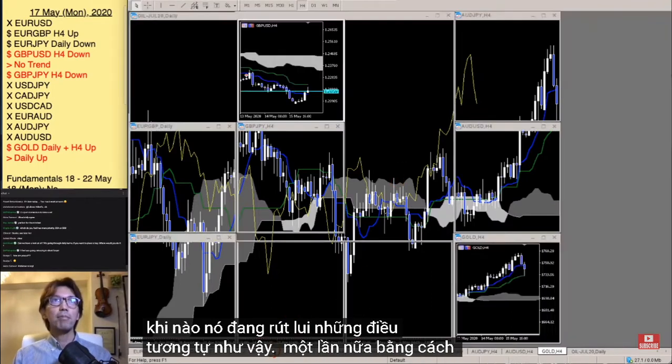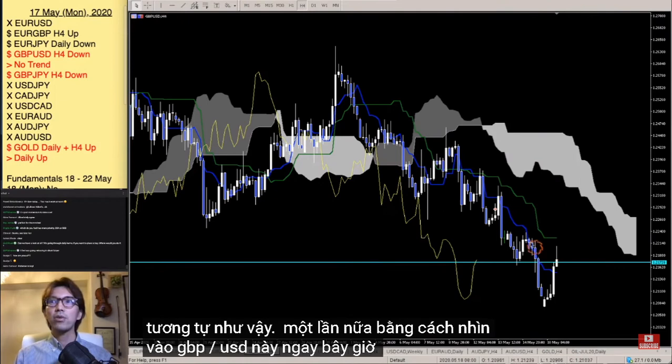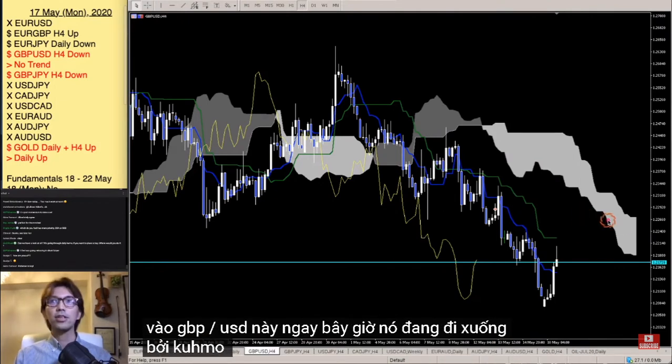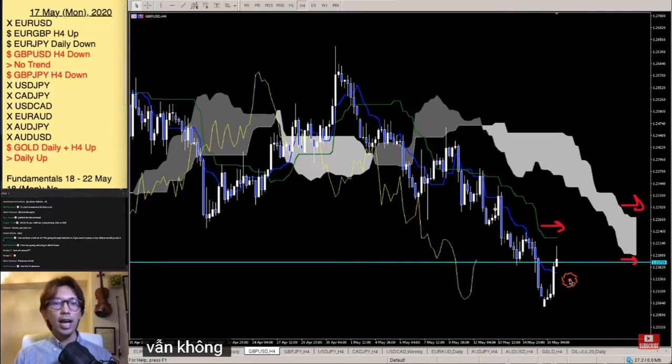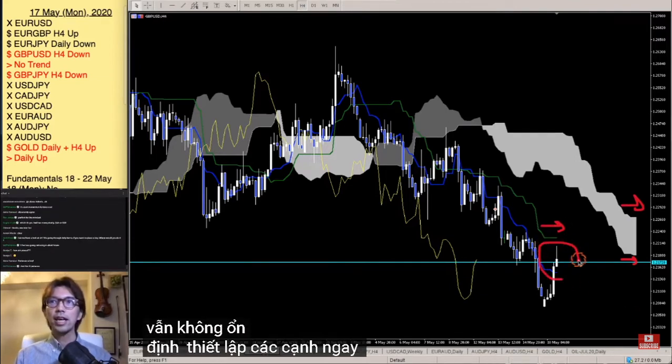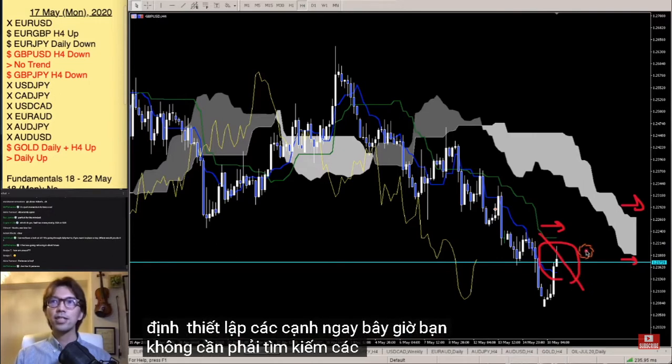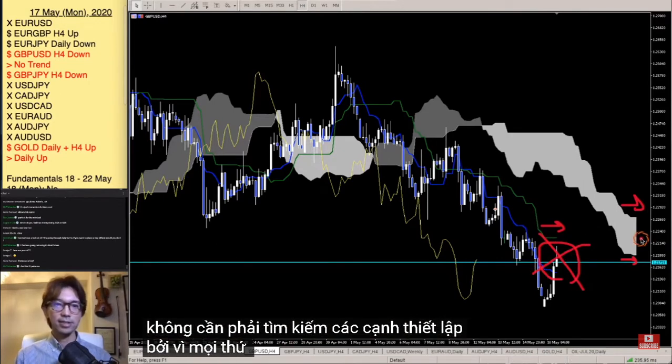Right, so again, by looking at this GBP/USD right now, it's going down. The Kumo is still flat. Senkou Span B is flat, Senkou Span A is flat, and Kijun-sen is flat. So that means you don't have to look for the selling edges right now, because everything's flat.